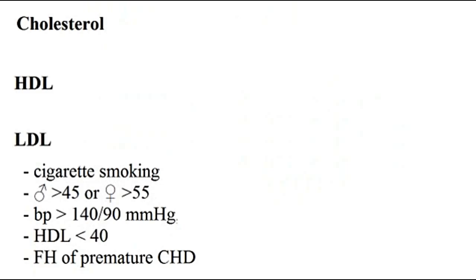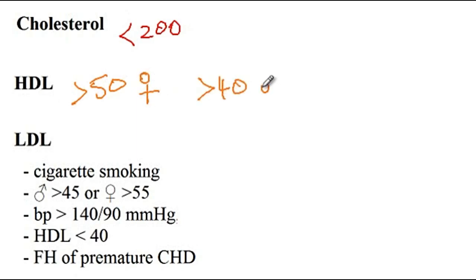And then finally, we have the lipid profile. So the goal for the cholesterol is to keep the cholesterol less than 200. For HDL, it depends on whether the gender is male or female. So in females, the goal for HDL is more than 50, while in males, the goal is more than 40.